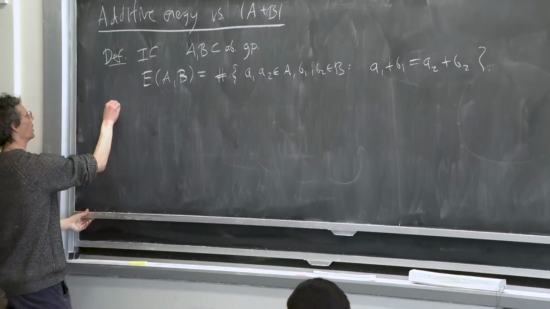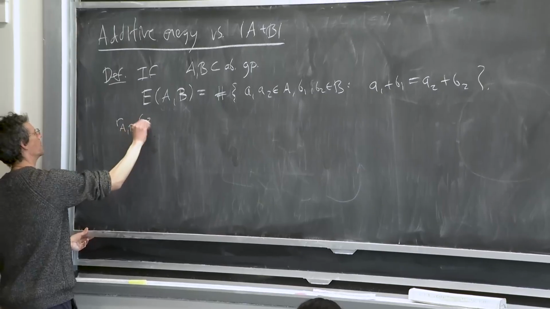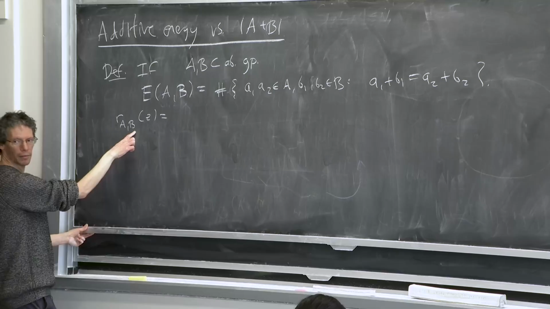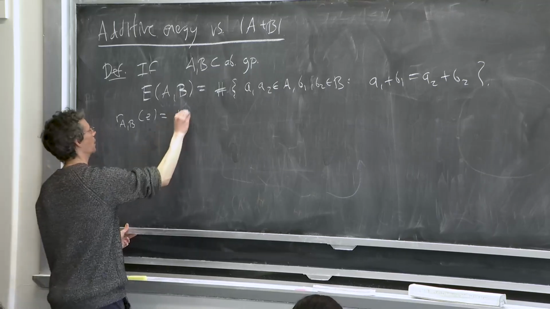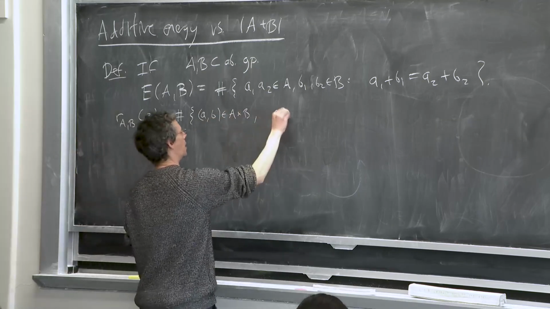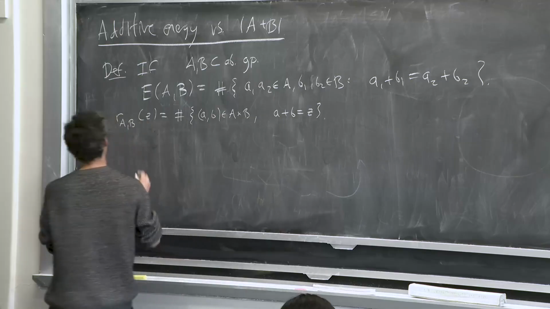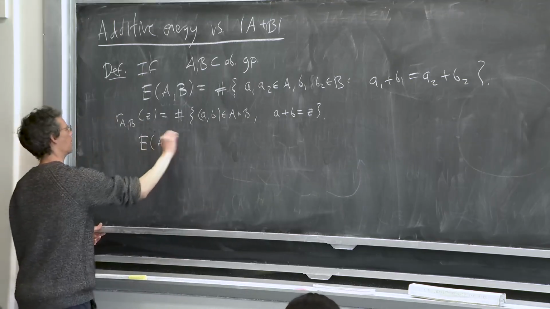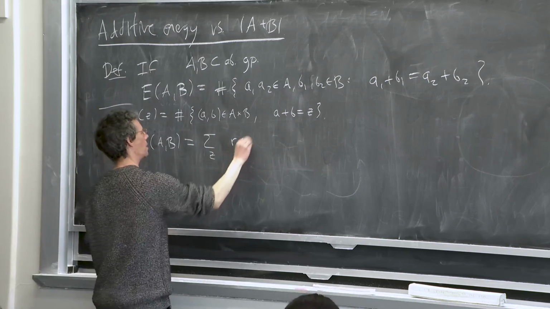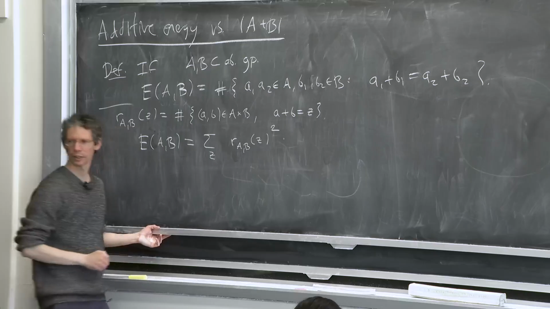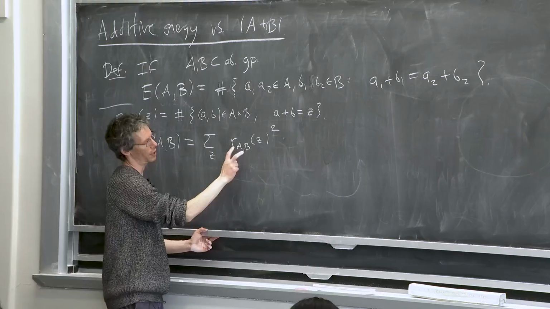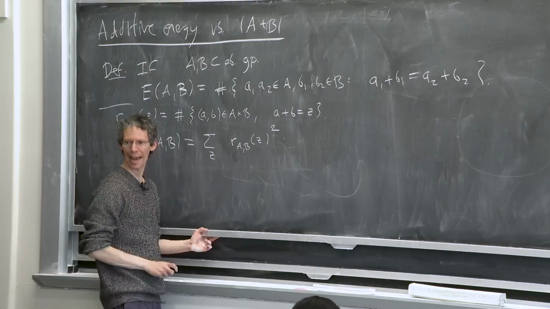Another way of thinking about it is we could say R_AB of Z is the number of representations of Z as a sum of somebody in A and somebody in B. So this is the number of (a, b) so that a plus b is Z. And the additive energy of A, B is also equal to the sum over Z of R_AB of Z squared. So if this is large, it means there are a lot of numbers that can be written as a plus b in many different ways. There are many additive coincidences.